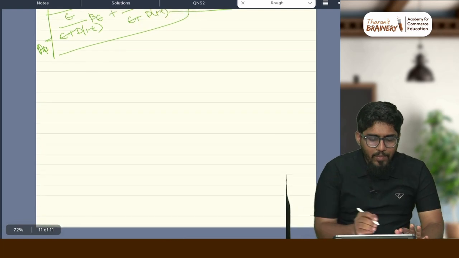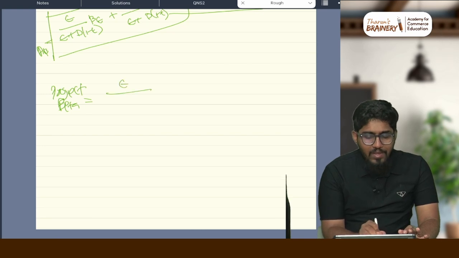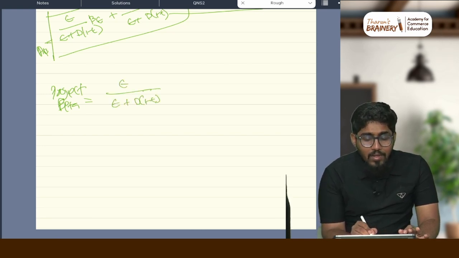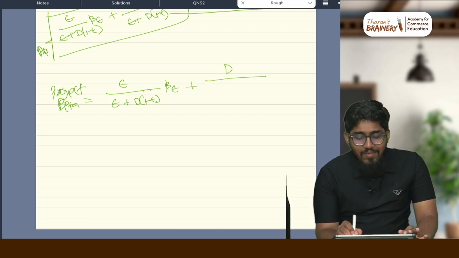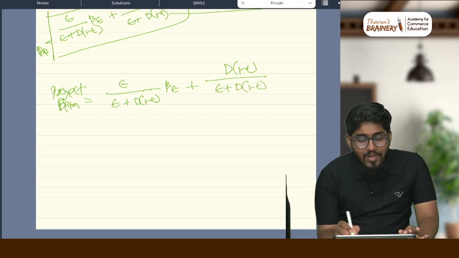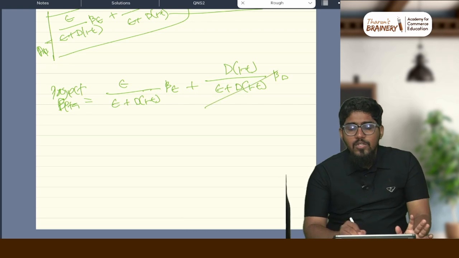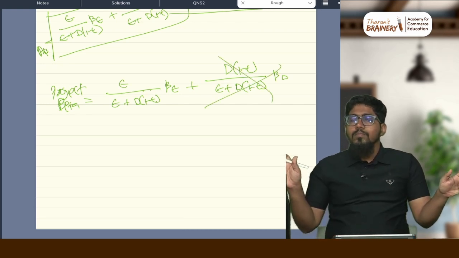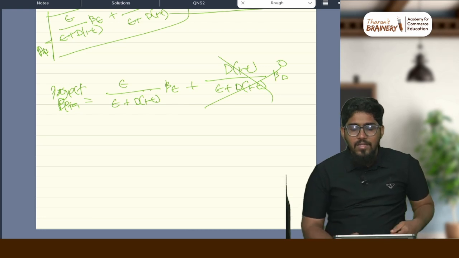Sir, what is the formula for project beta, sir? Project beta is equal to E divided by E plus D into 1 minus T into beta of equity plus D into 1 minus T divided by E plus D into 1 minus T into beta of debt. If nothing is given, then assume beta of debt to be 0. Clarity. If beta of debt is 0, then this will also become 0, right? So that is the reason.